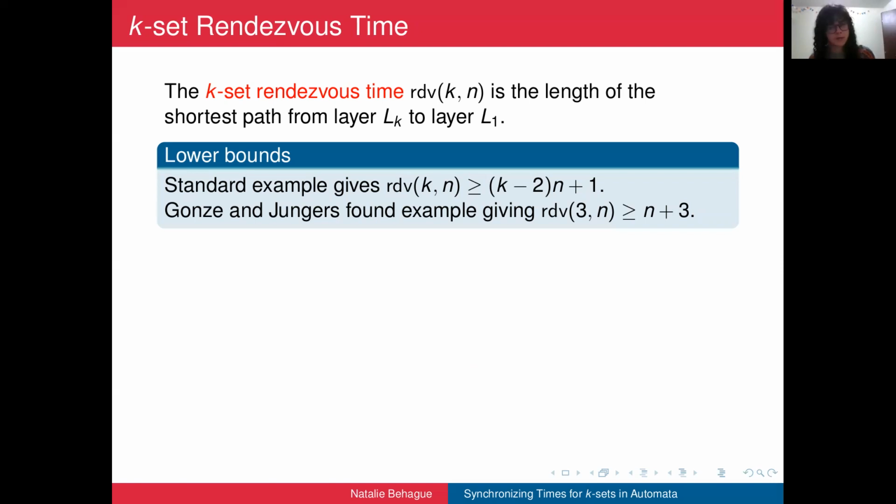But at least in the case of going from the triples to the singletons, it's not tight, and they have a particular construction of an automaton where the best triple has a path of length n plus 3 to a singleton, whereas in the standard automaton, there is a triple that has a path of length n plus 1 to a singleton. So in their construction, it takes 2 more steps to get from a triple to a singleton.